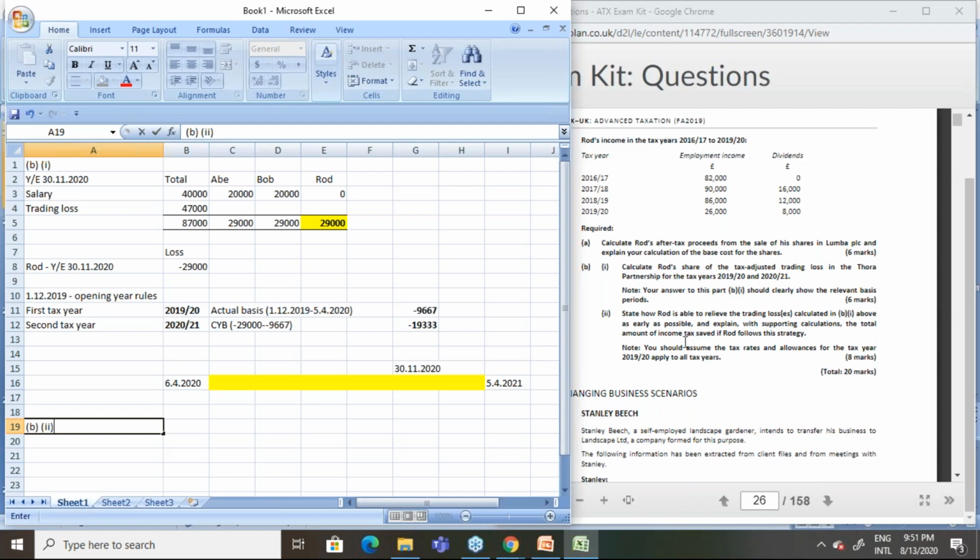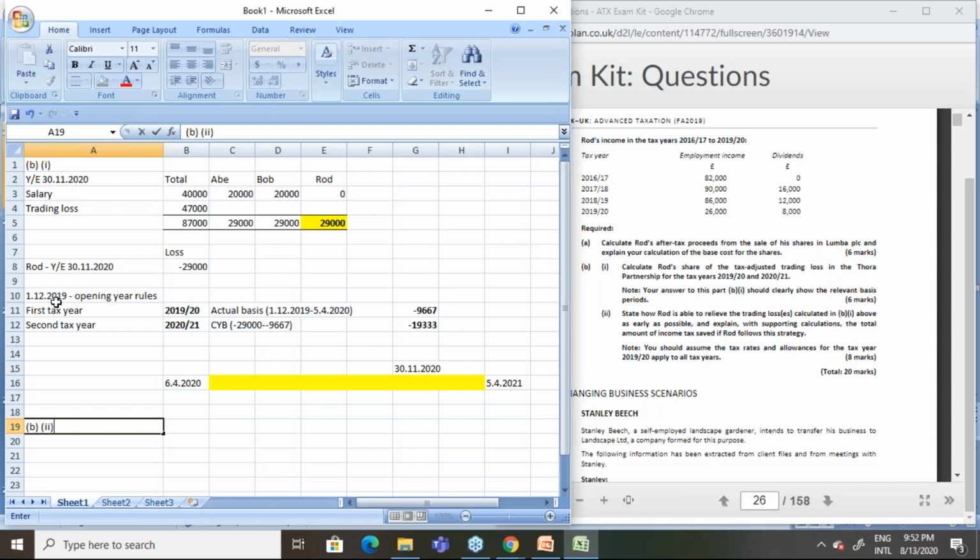Okay, here you have to get the relief as early as possible. Now for Rod, this is a newly started business as he joined the business for the first time on the 1st of December 2019. It's a new business for him. If that is the case, these are the reliefs available. You always have the carry forward relief. You can carry forward your trading losses to set off against the future available trading profits.